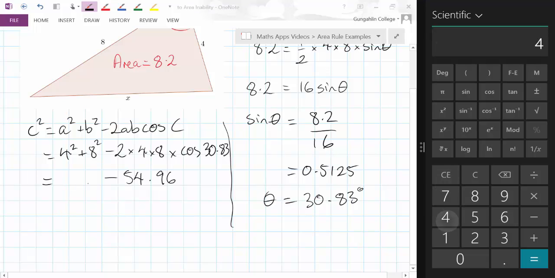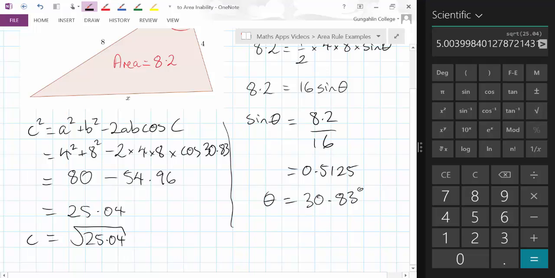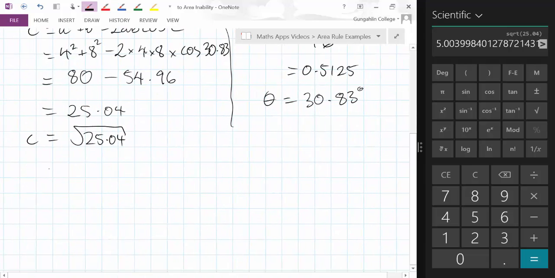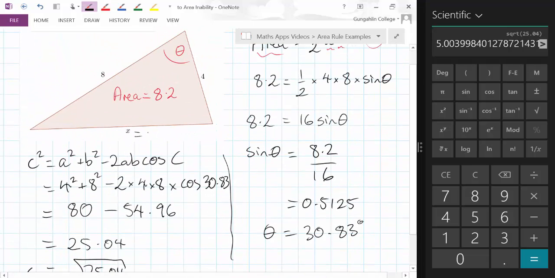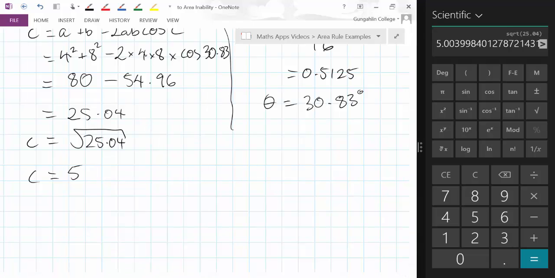The front part is 4 squared plus 8 squared is 80. So I've got to subtract 54.96. I get 25.04 and take the square root to get what c is. And that gives me, if I round to the nearest 2 decimal places even, I get c is equal to 5. Oh, actually it was called x. I used the wrong variable name, but that's okay.